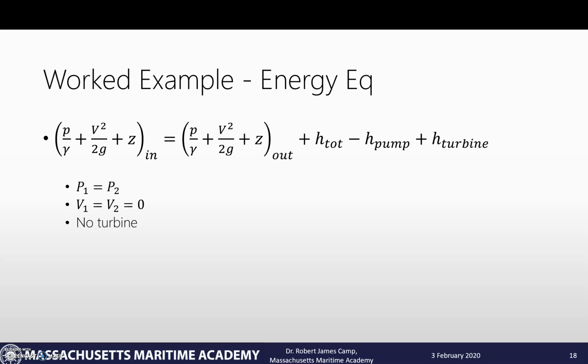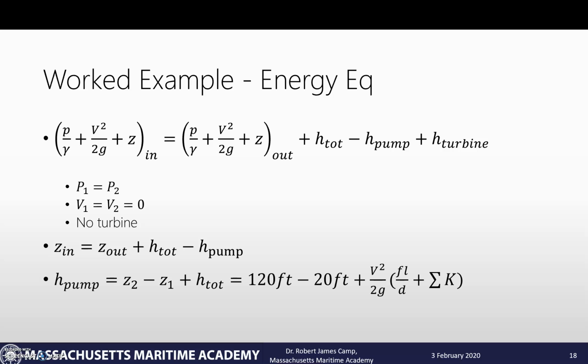A couple things that we noted for knocking out terms: P1 is equal to P2 because they're both atmospheric pressure. V1 is equal to V2, surface of the large tank, so they're both zero, and there's no turbine in the system. So what I'm left with on the left-hand side is Z in. On the right-hand side I have Z out plus h total plus the head of the pump. If I rearrange that, the head of the pump is the height difference plus the total head loss. I've already got Z1 and Z2, but I don't have the total head loss. I need to calculate the Darcy friction factor so I can solve the Darcy-Weisbach equation for that.